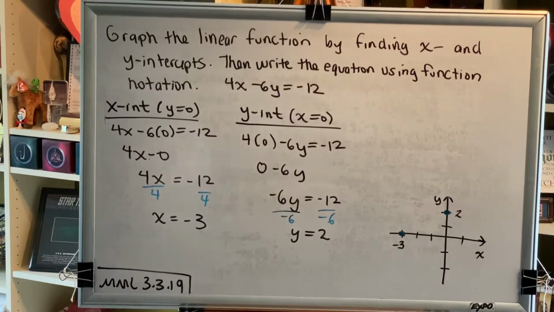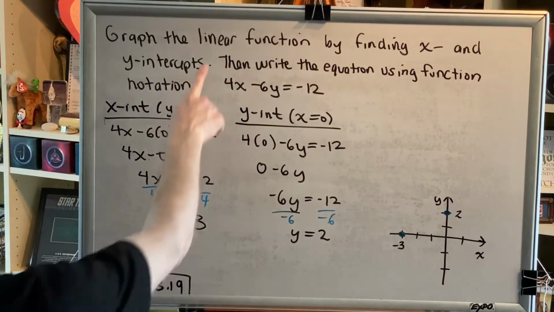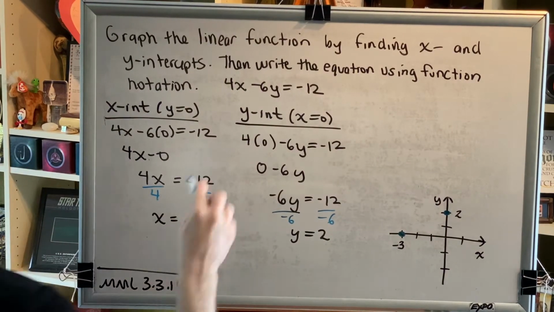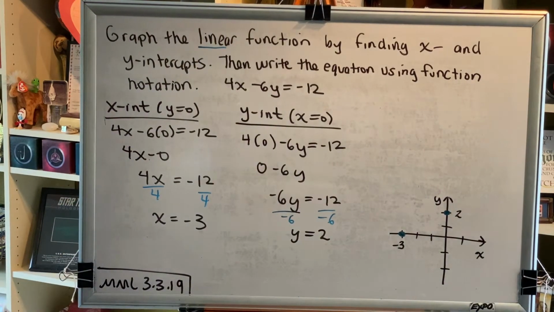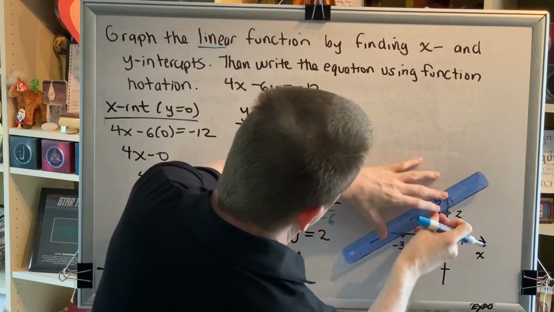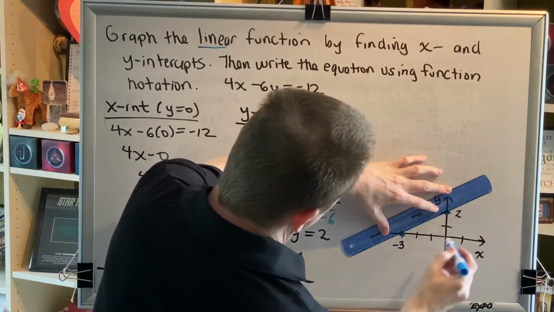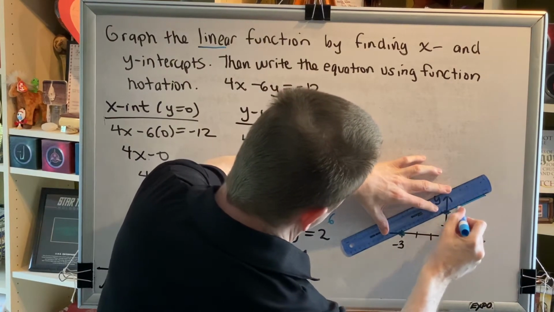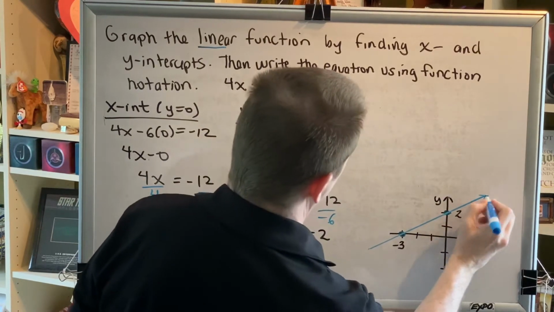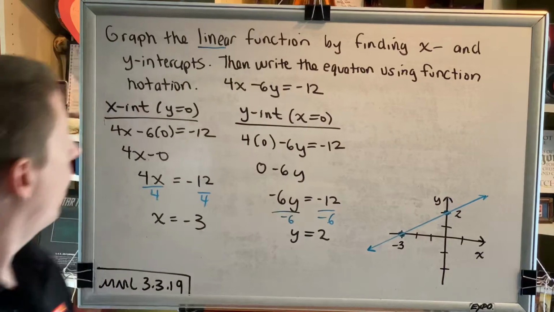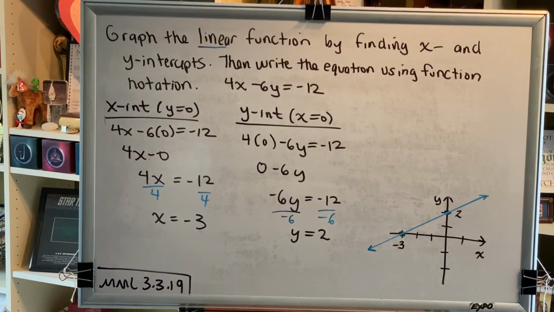Now, this is a line, a linear function. Notice that the word line appears in the word linear. Lines, line segments, and rays are always drawn with a straight edge. So, get out your straight edge and draw a straight line through both of those points. This is the graph of our linear function, 4x minus 6y equals negative 12.